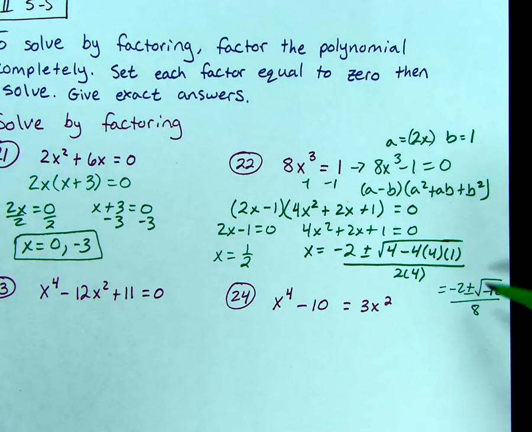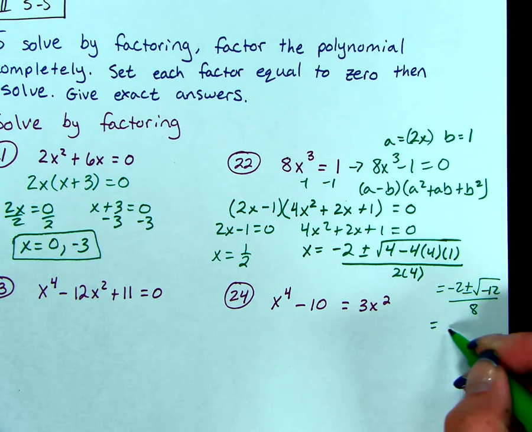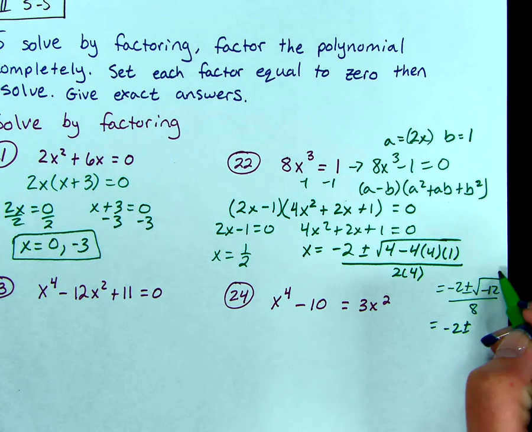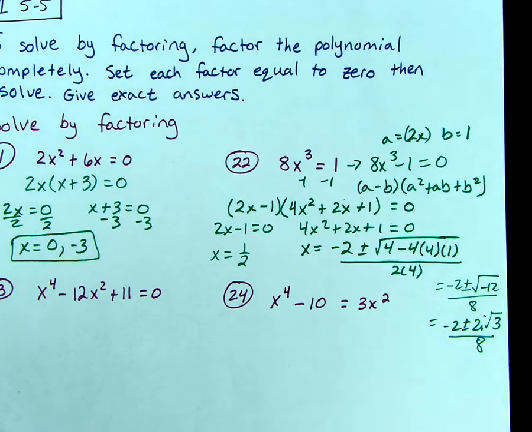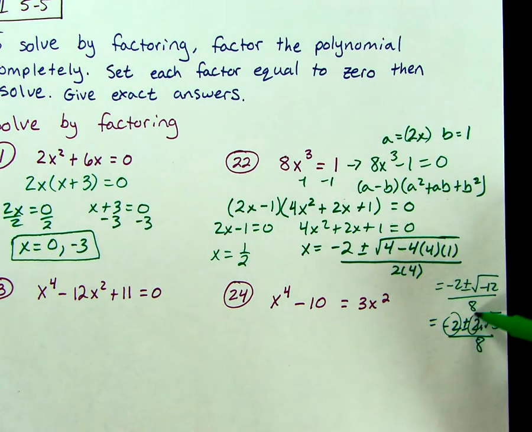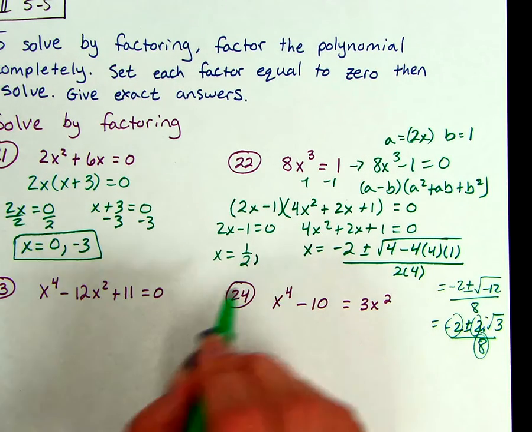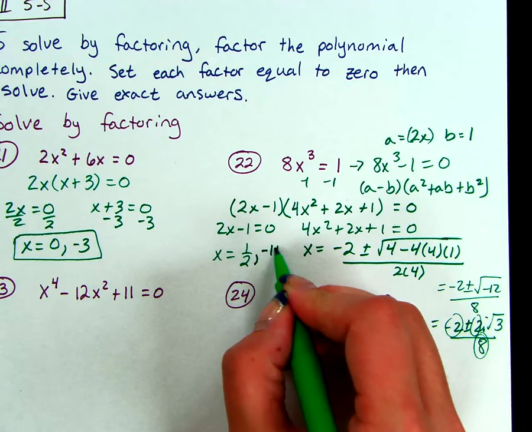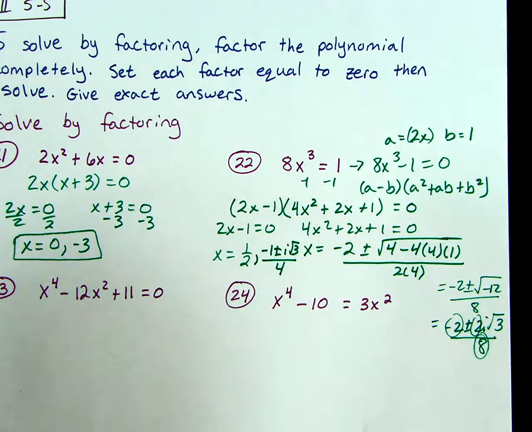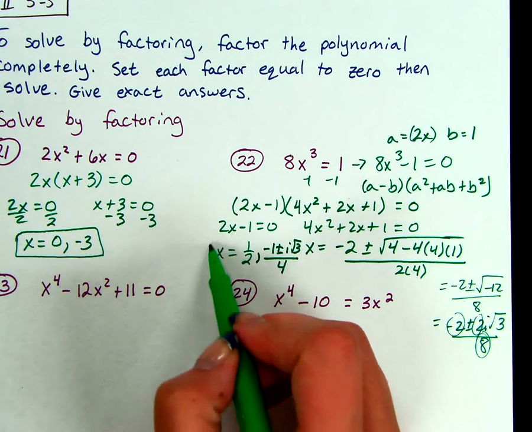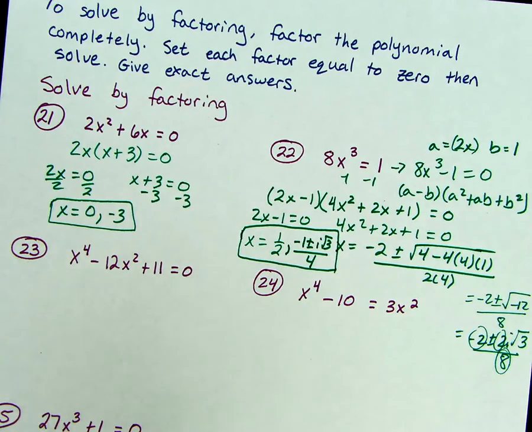So now to keep simplifying this, sorry, I'm running out of room here. This would be negative 2 plus and minus, and we're splitting that as 4 and 3. So 2i square root of 3 over 8. And then we can divide the negative 2, the 2, and the 8 by 2. So our second set of answers is going to be negative 1 plus and minus i square root of 3 over 4. If we divide all of those by 2. So our final three answers.